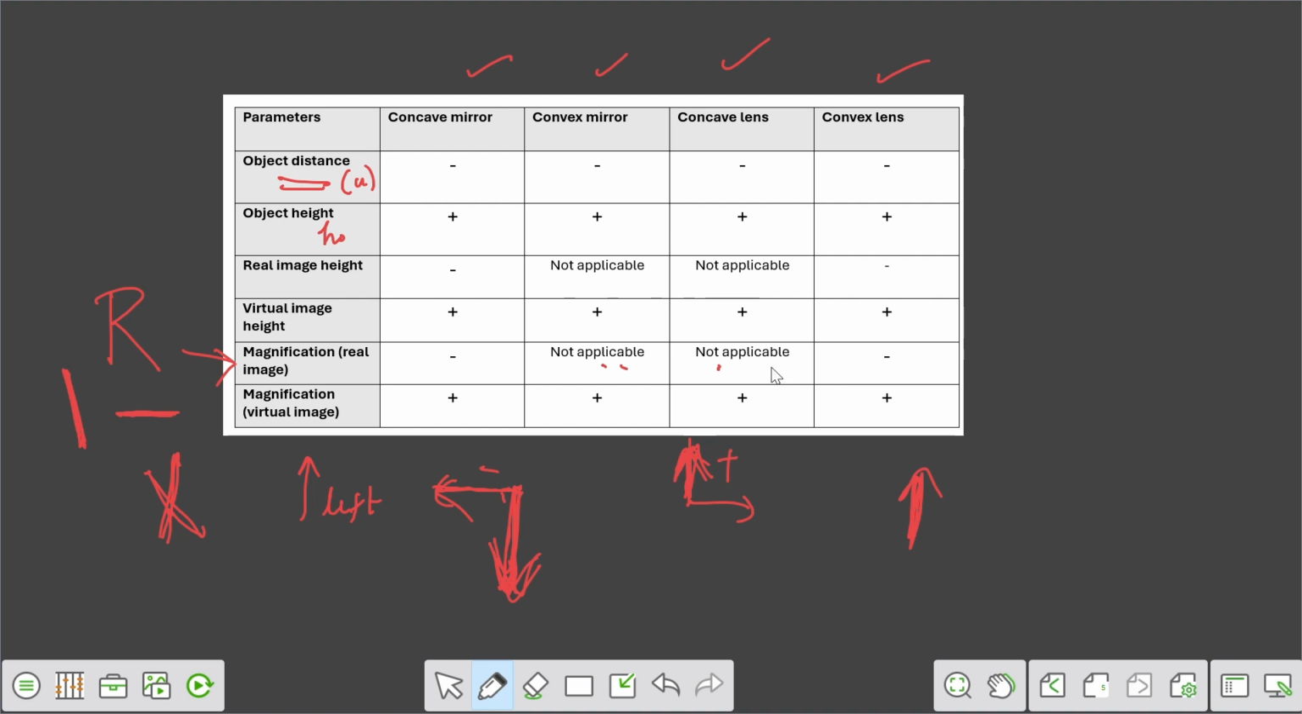That is applicable here also. Real image height, magnification real, both, all of them negative. So just remember R, real, tilted, slipping line. So you will get minus. Then virtual. When you write V, just extend this V. So you'll get plus. So this image height and this magnification, if it is virtual, plus, plus, plus and plus.